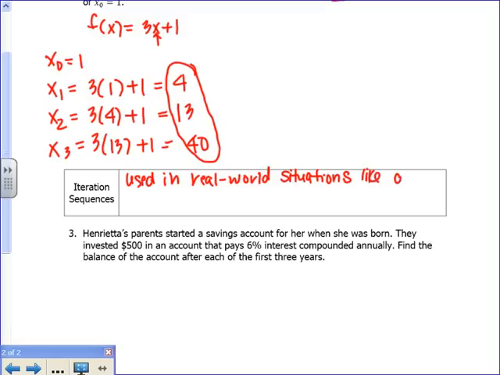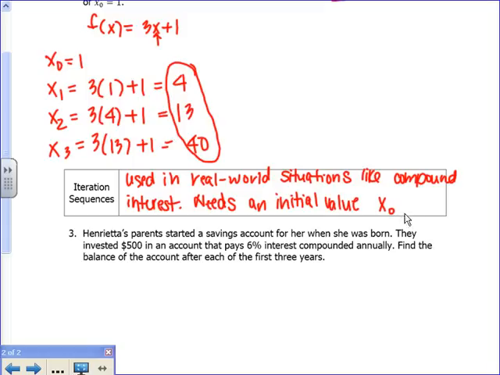For example, like compound interest. So if you buy something and it causes interest on it, house, car, anything like that, and we do need an initial value in order to do this. And oftentimes they're going to say that that's x of 0. Okay, so we do need that initial value, that x of 0, or whatever it may be.